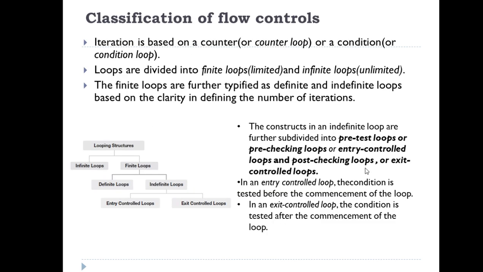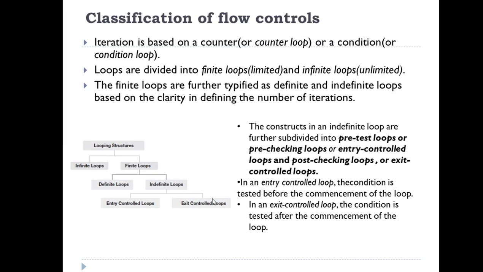Coming to flow control, this diagram shows the classification of iteration. Iteration, or looping, is normally based upon a counter or a condition. That means a set of statements will be executed repeatedly, mainly based upon a counter. Loops are divided into two branches, infinite loops and finite loops. In infinite loops the loop is executed continuously forever. Finite loops are again branched into definite and indefinite loops, which we classify into entry control loops and exit control loops.